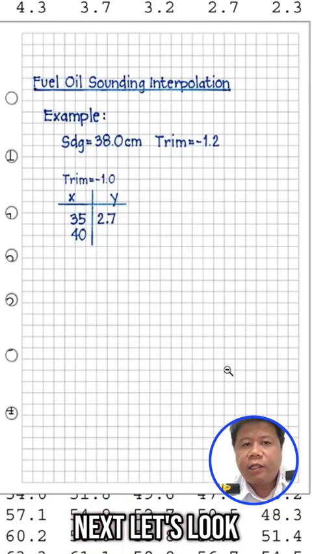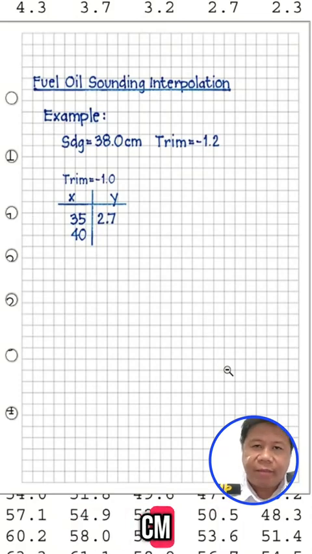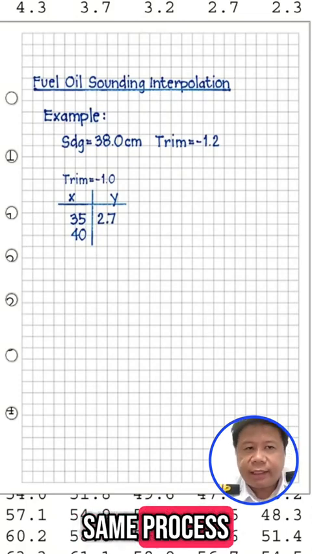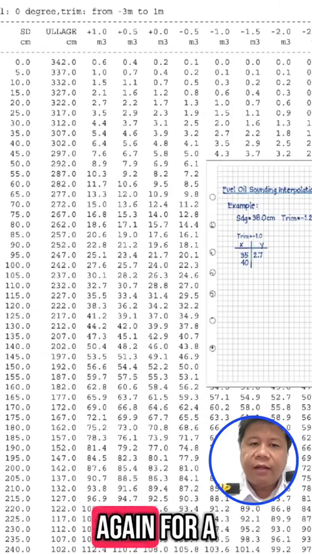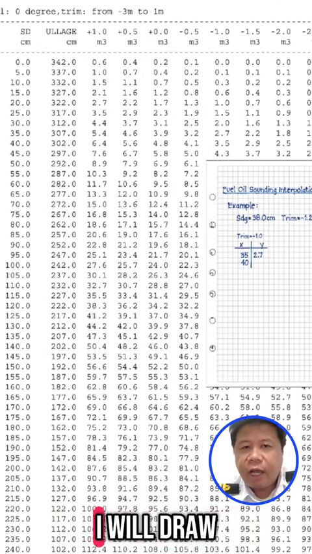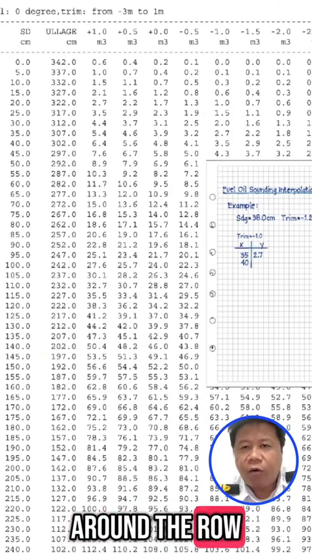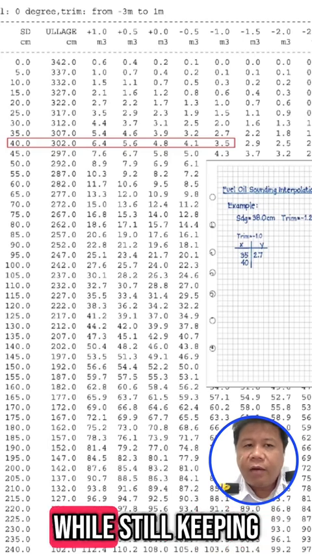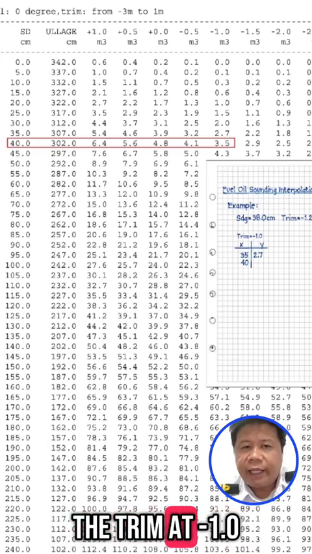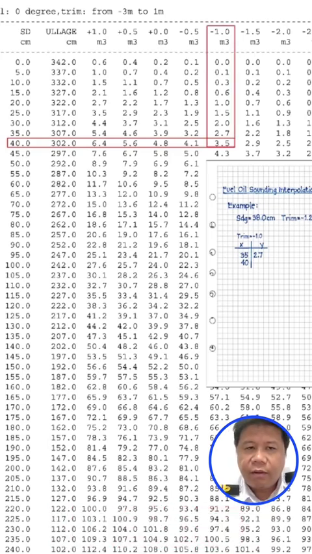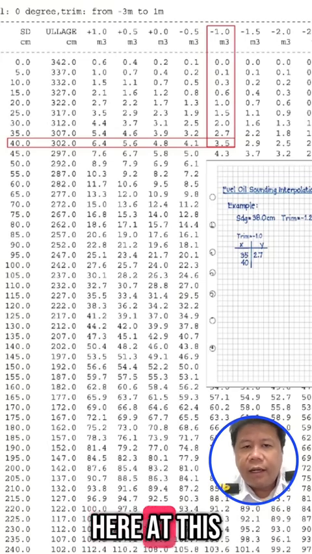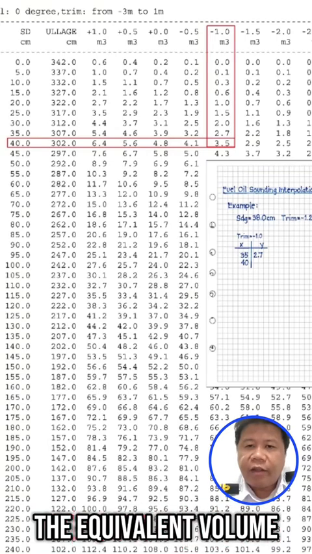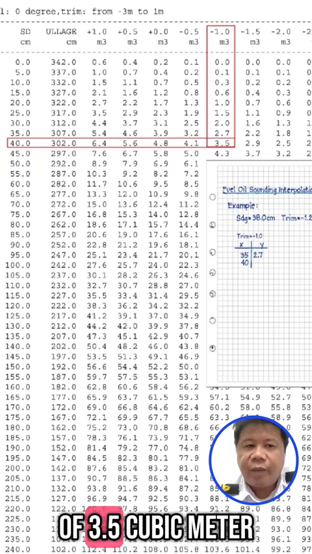Next, let's look at the ceiling sounding of 40 cm. I'll repeat the same process. Again, for a good visualization, I will draw a rectangular box around the row for sounding 40 cm while still keeping the trim at -1.0. Here, at this intersection, we find the equivalent volume of 3.5 cubic meters.